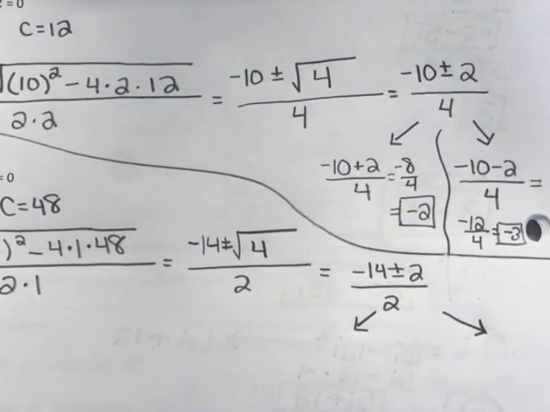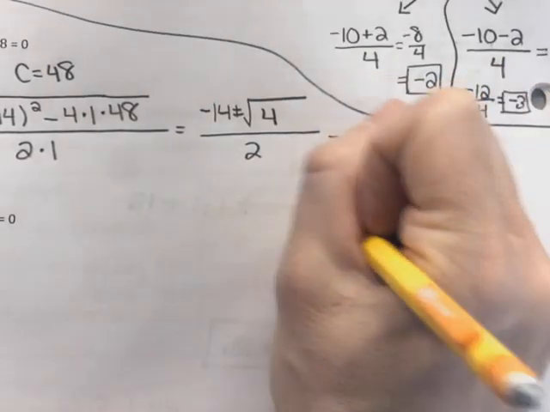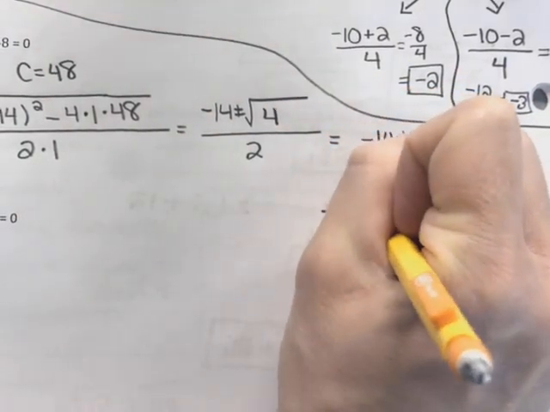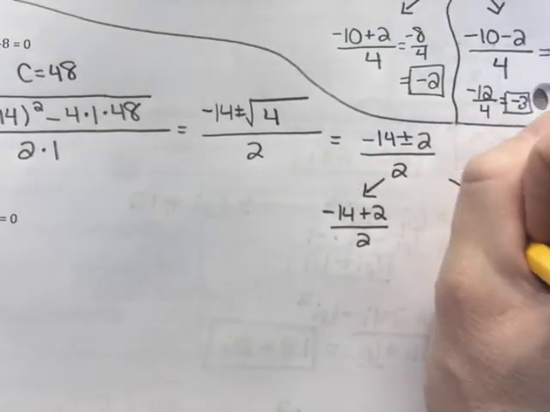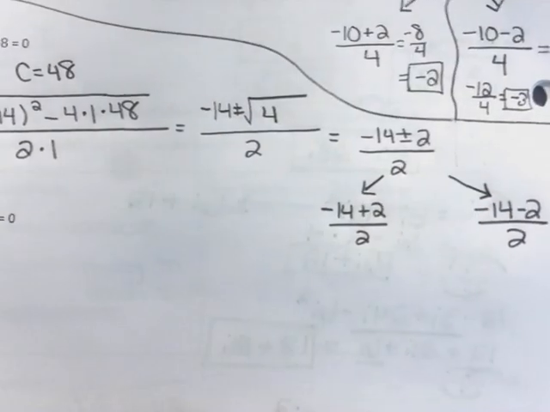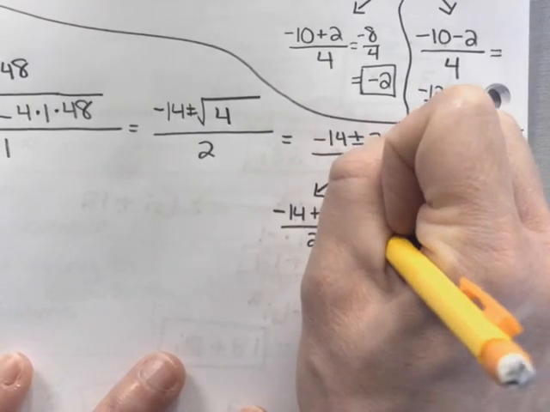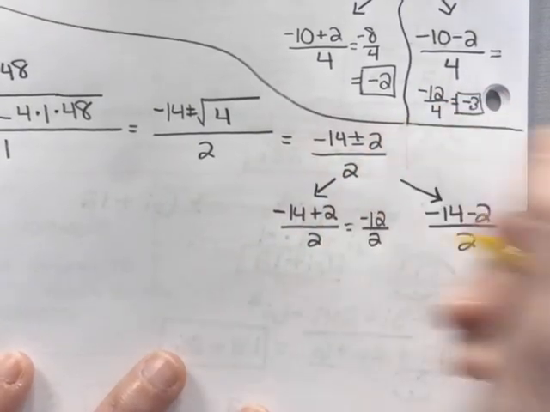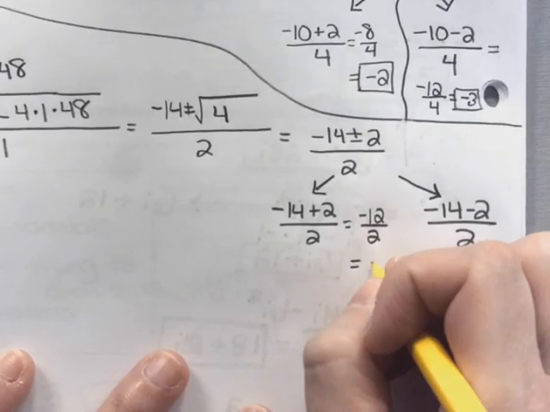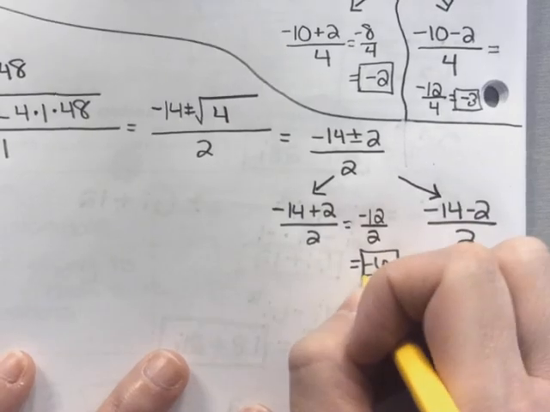And I kind of like to give a road map so I can see where my work is headed. All right, so I'm going to do negative 14 plus 2 divided by 2, and negative 14 minus 2 divided by 2. So I'm going to do both of those. All right, so negative 14 plus 2 is what? Negative 12. What is negative 12 divided by positive 2? Yeah, negative 6. So there's one of my answers.